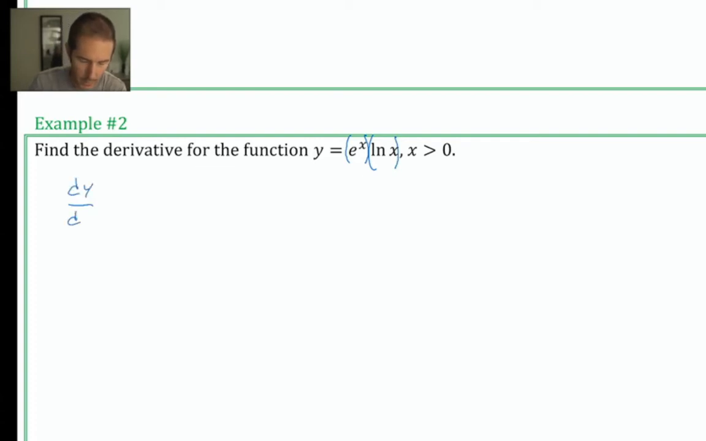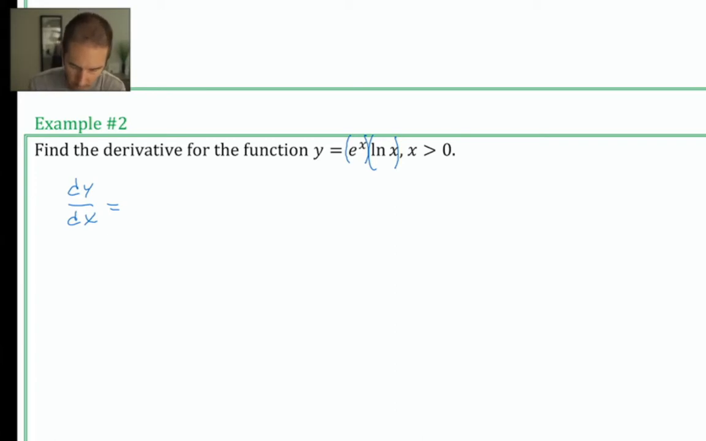dy over dx, the derivative of y with respect to x, is equal to... The order in which you do these doesn't matter. There's probably an industry standard, but since it doesn't matter, I never commit it to memory. Whether you take the derivative of the first factor first, or the derivative of the second factor first, it doesn't matter, because we're going to have a plus sign in the middle, and if we had to switch them around the plus sign, that's okay.